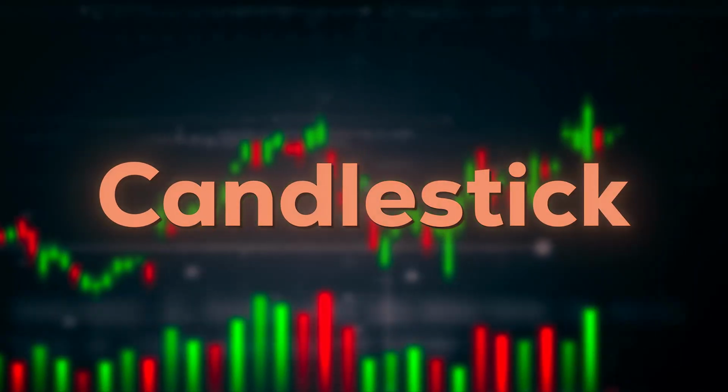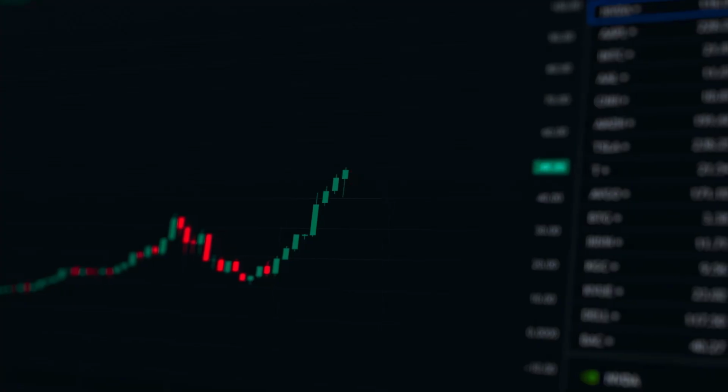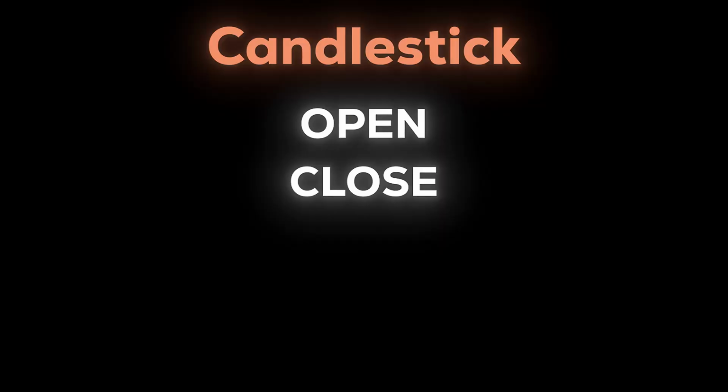Since we are talking about technical analysis, let's start from the basics. In the first place we have the candlestick. So first let's understand what a candlestick is. Every candle that you see on the chart represents the price movement of a specific time frame, from 1 minute to 5 minutes, 1 hour, 1 day, 1 week, whatever you want. And a candle represents four things: open, close, high and low.